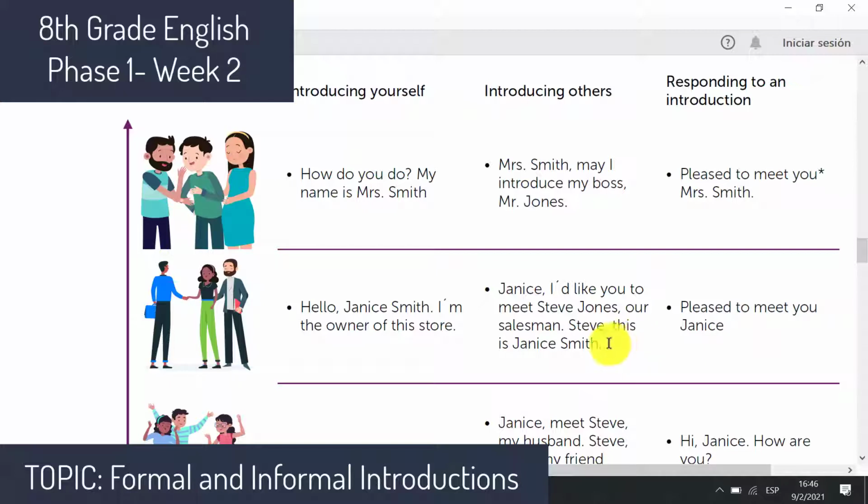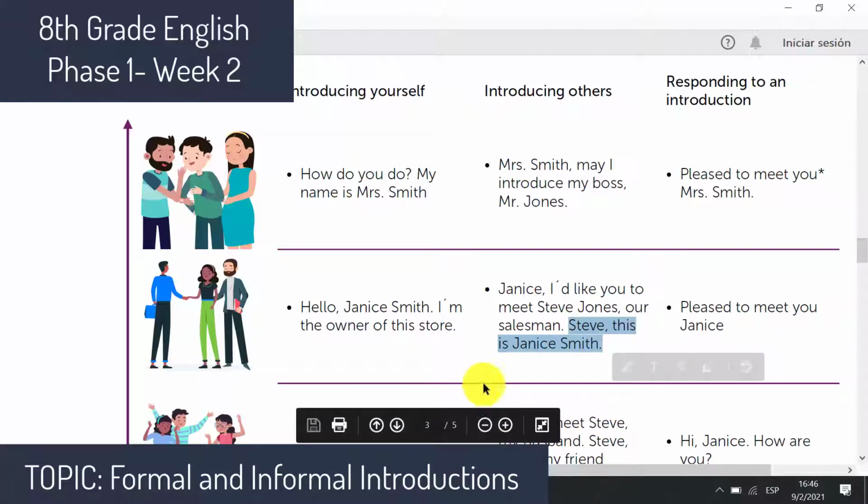Okay, attention here. Otra manera de presentar a otra persona es así, mira. Steve, this is Janice. Okay, hey, fulano, ella es fulana. Steve, this is Janice Smith.